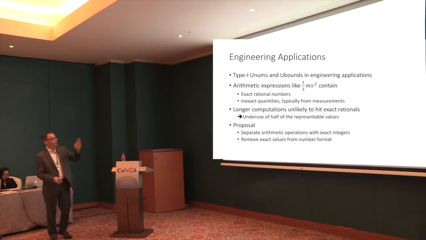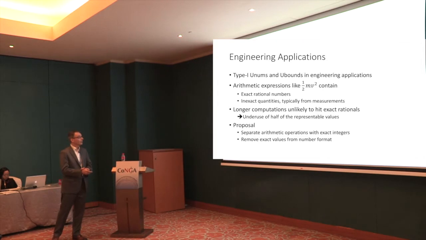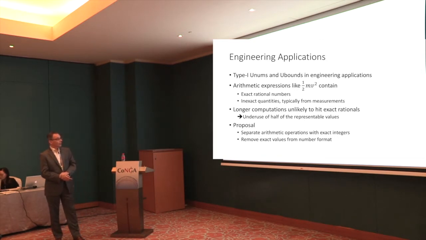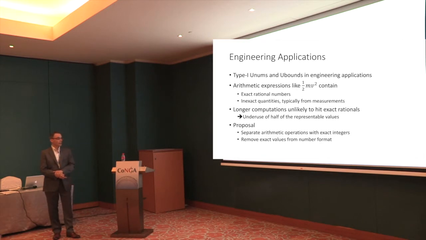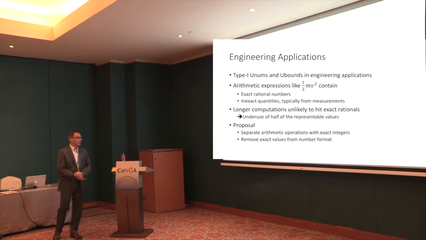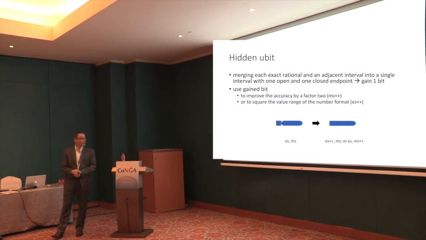One is to have as many as possible rationals in the number system and convert them by the compiler into such a number and then work with that. Or, as I propose here, we have a separate set of arithmetic operations that work with the exact integers and then treat integers as integers there. If we could achieve something like that, then we could remove all the exact values from the number format.